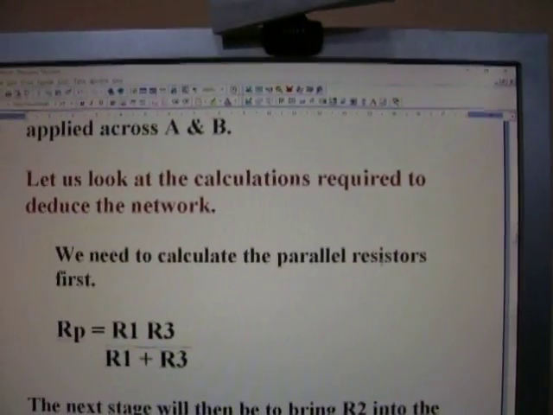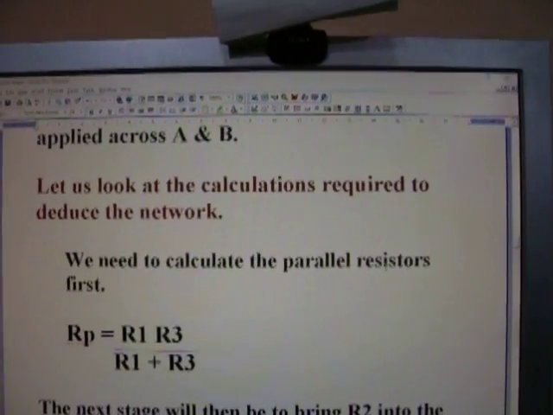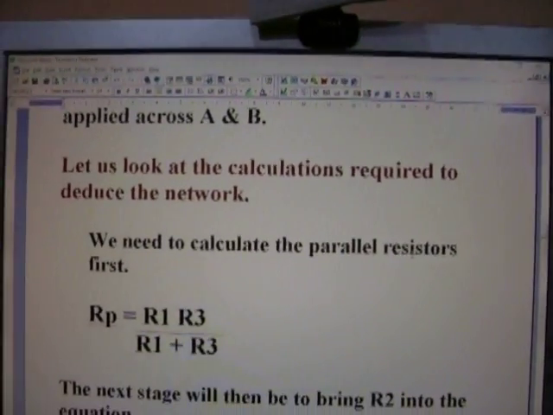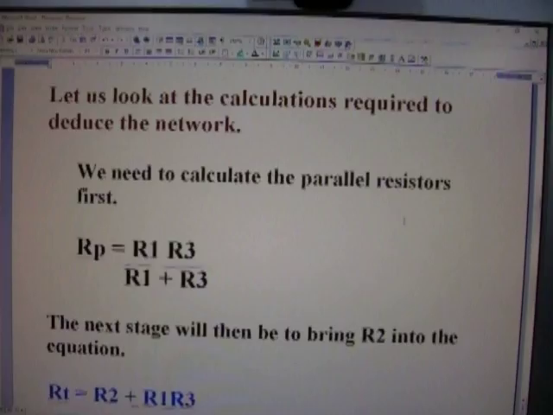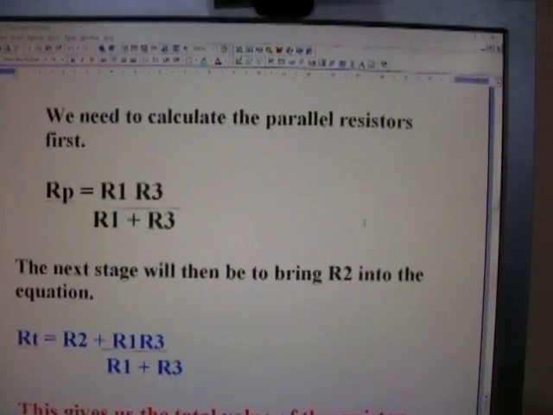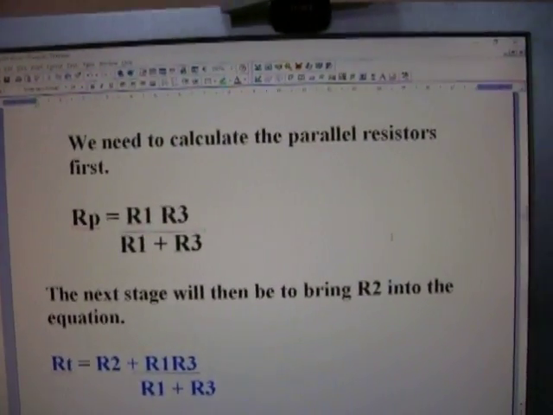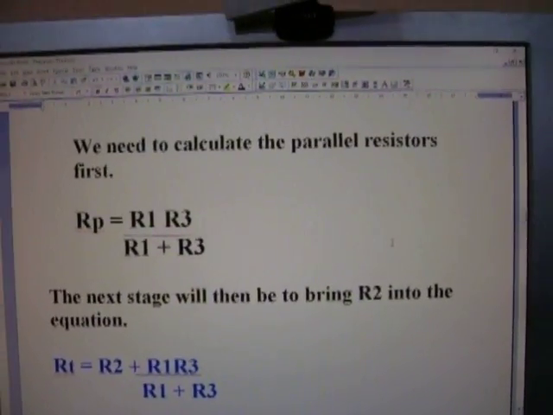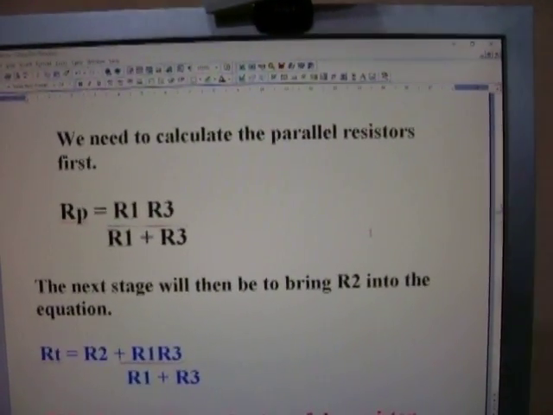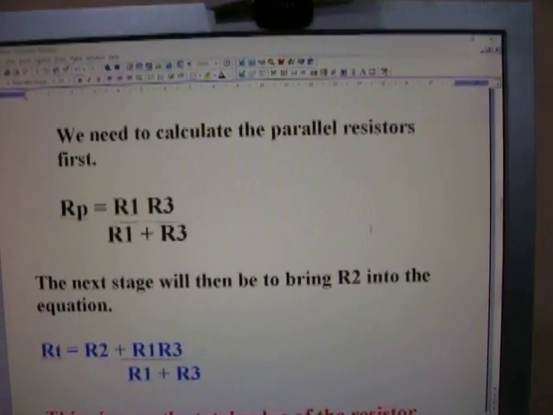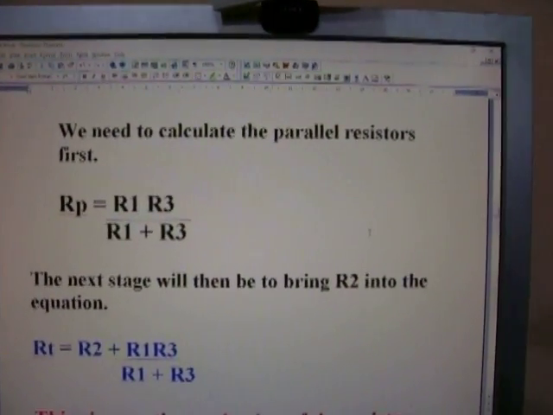We need to calculate the parallel resistors first. Rp equals R1 times R3 over R1 plus R3. Apologies. The next stage will then be to bring R2 into the equation.